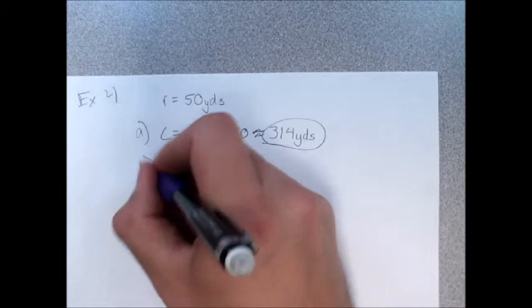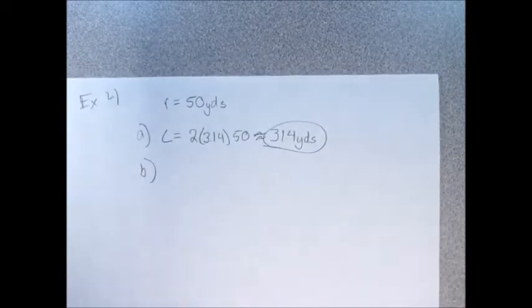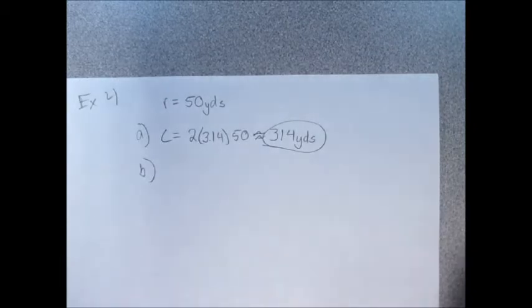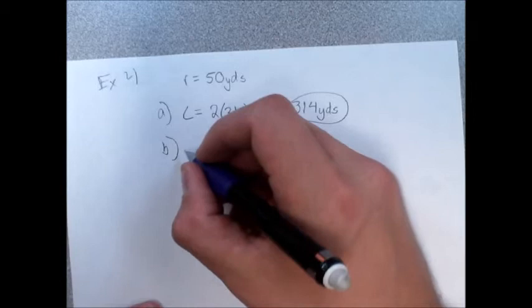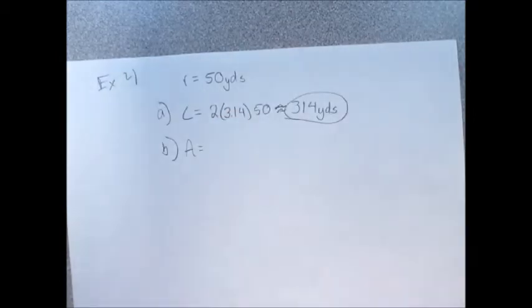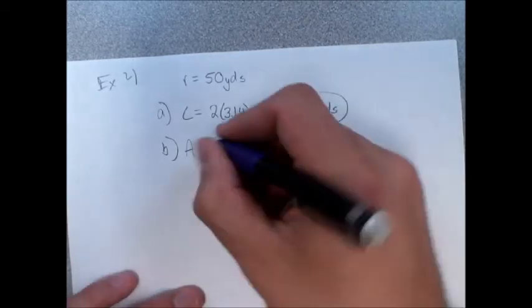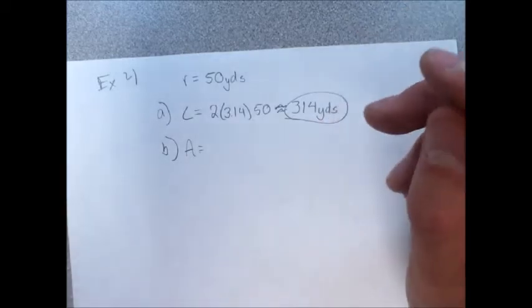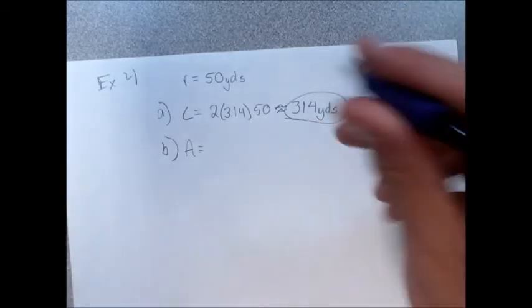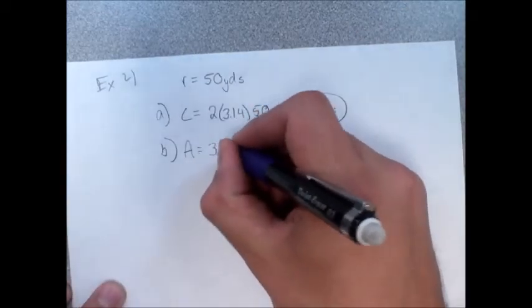On part B, it asks approximately how many square yards of sod would be needed to completely cover the area inside of the fence with grass. So it's asking us for what? Area, right? Because we're covering something, it's area. If we're fencing something, it's circumference. If we're covering something, it's area. So the formula for area is pi times radius squared.